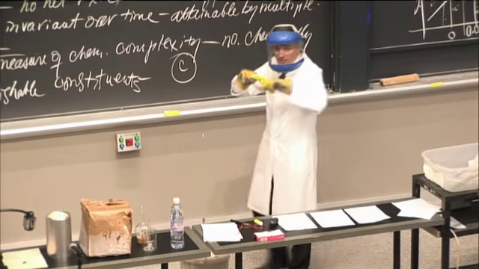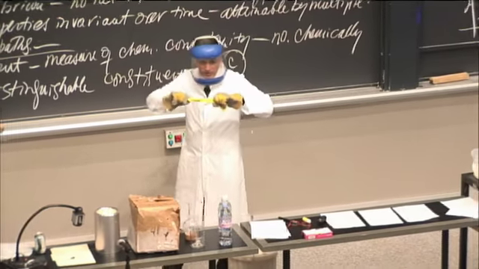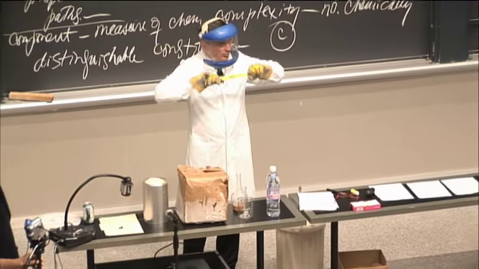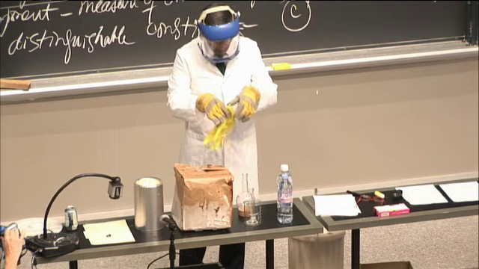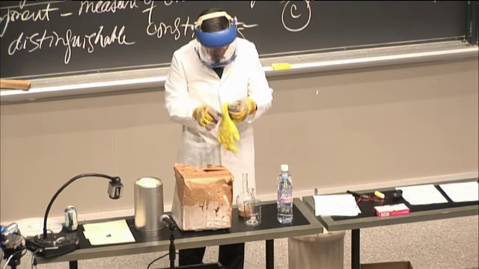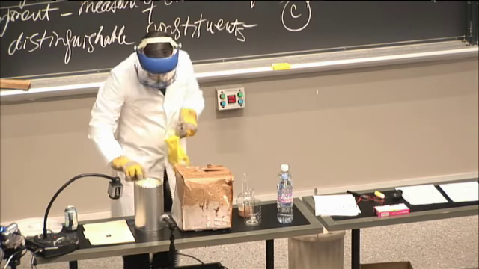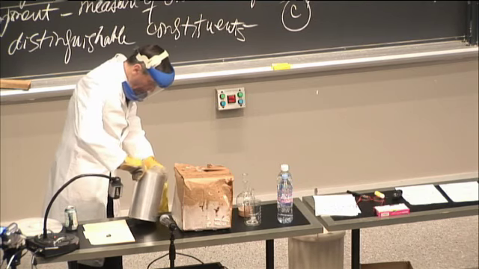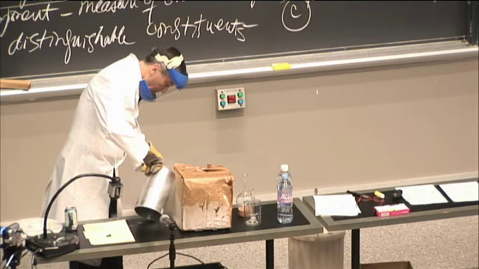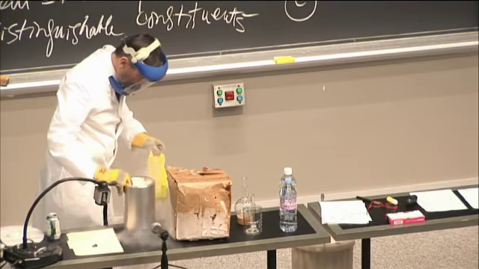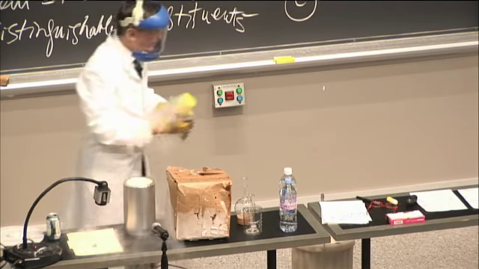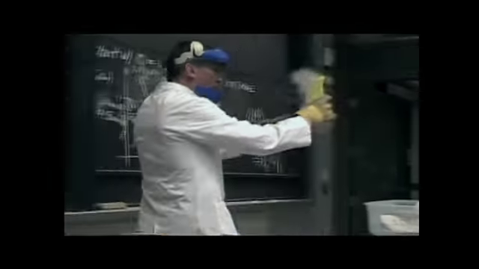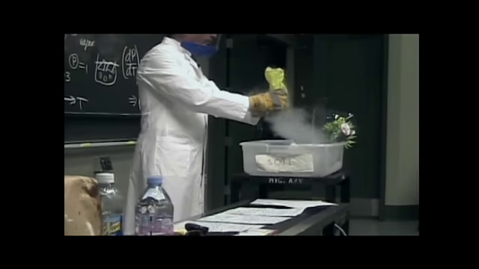So this is a latex glove. You can see it's above its glass transition temperature, and the cross links are snapping it back. What I'm going to do is take it down below its glass transition temperature and turn it glassy and brittle. So now it's below the Tg.